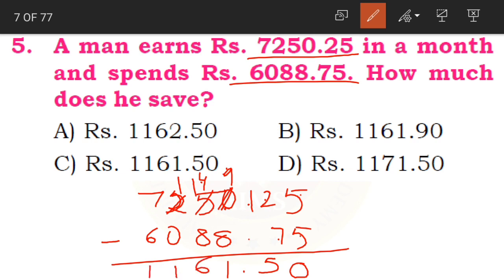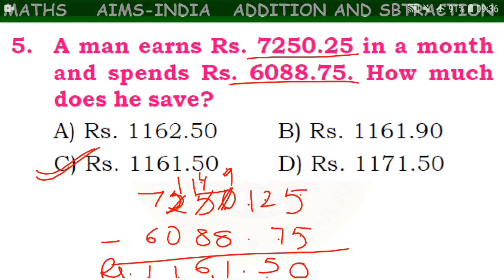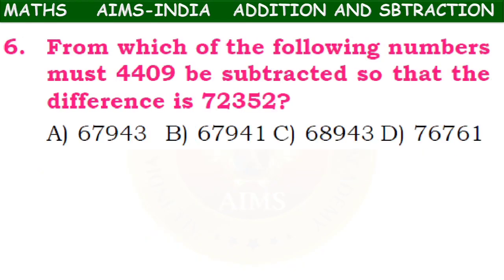What is our answer? Rupees 1161 and 50 paisa. That is option number C. Clear, children? When we subtract the spent amount from the earnings, we will get the savings. Question number 6. From which of the following numbers must 4409 be subtracted so that the difference is 72,352?